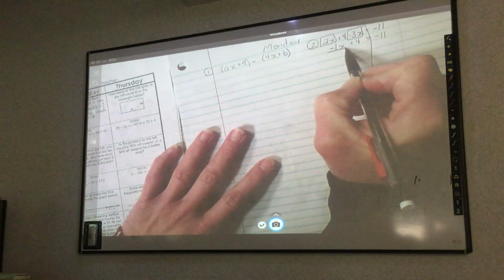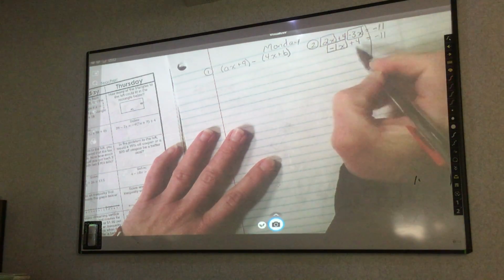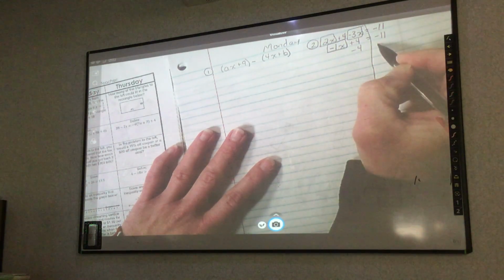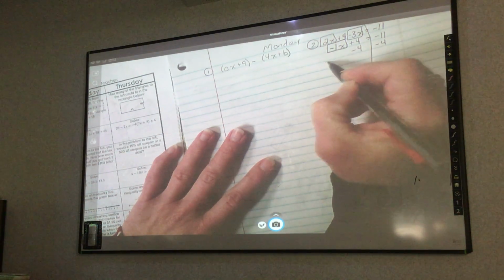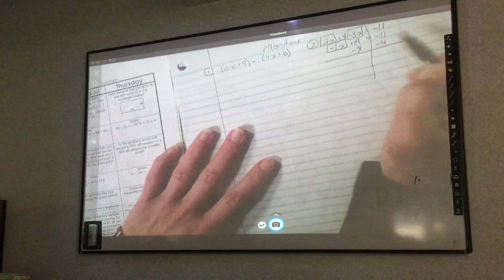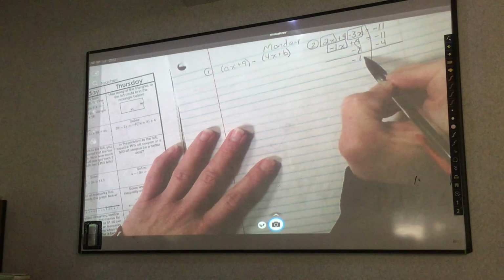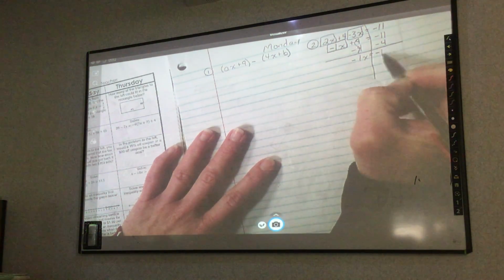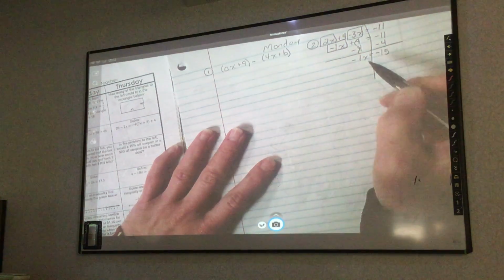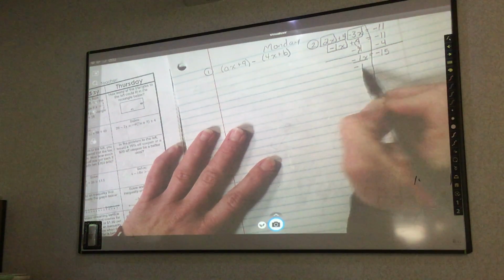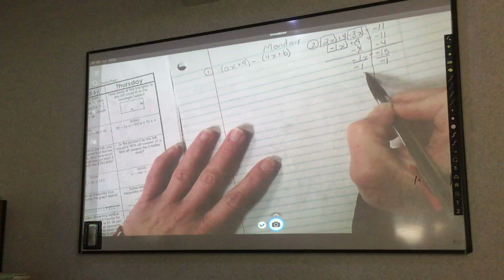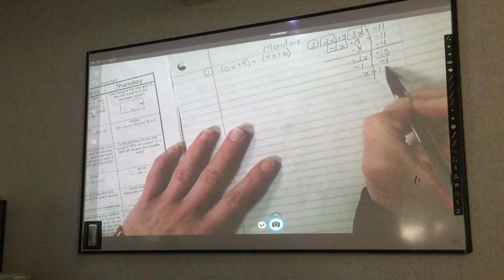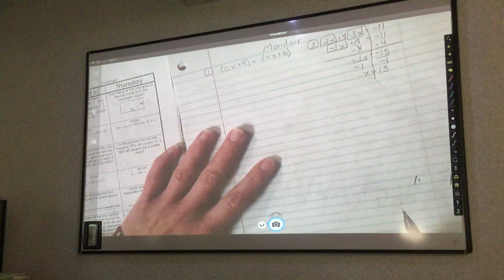Then I'm going to box up my negative 1x, subtract 4, or add the additive inverse to both sides. Those cancel each other out, so I got a negative 1x equals a negative 15. Then I divide by negative 1, divide by negative 1, so x is now just 15.